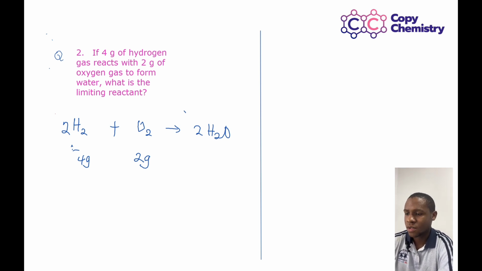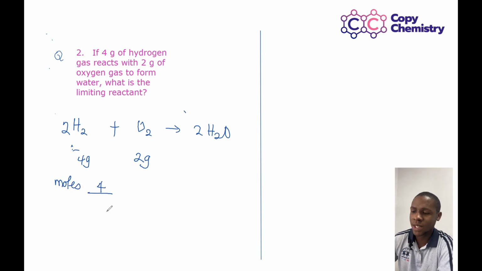Okay, so we're trying to find out what the limiting reactant is. And what we're to do here is to get the moles. So you want to get the moles of this one. The moles of hydrogen becomes 4 divided by the molar mass. That's the mass divided by the molar mass. Molar mass of hydrogen is 2 grams per mole.